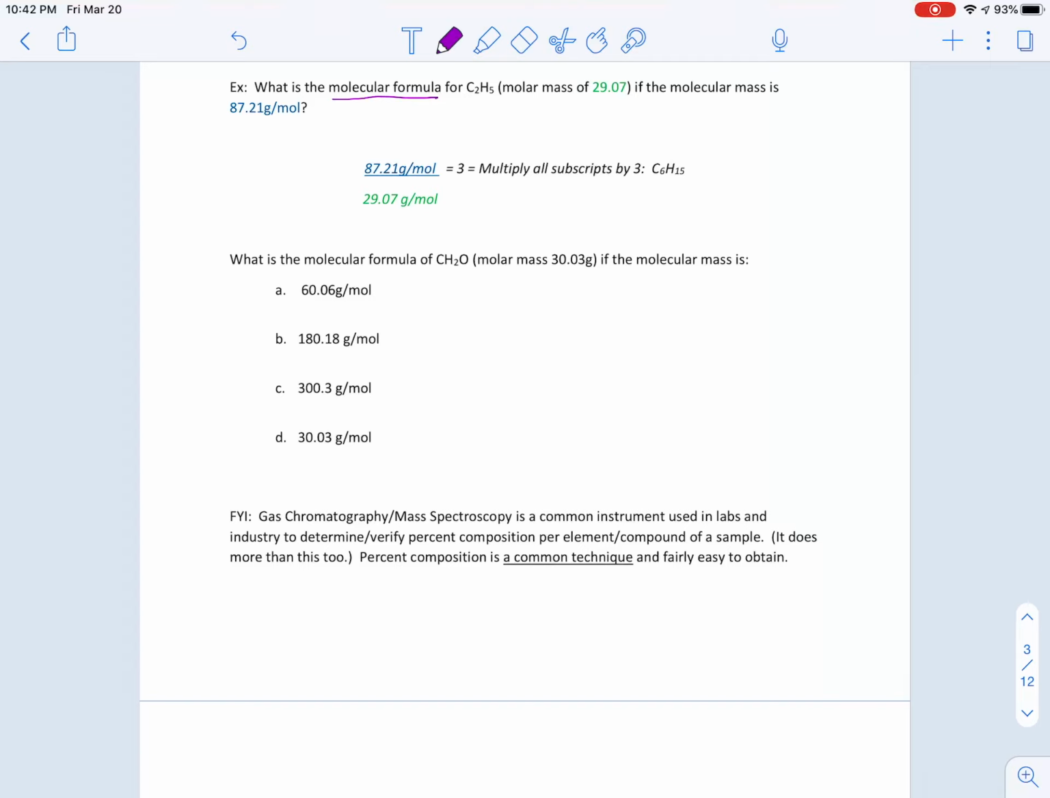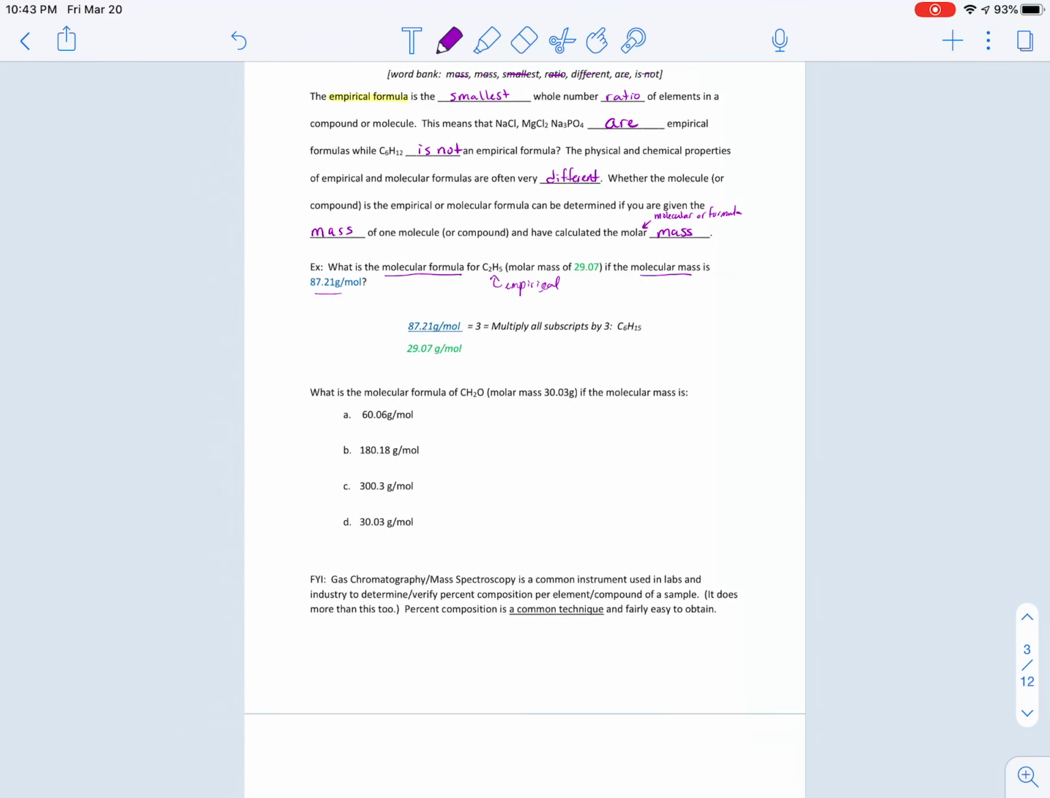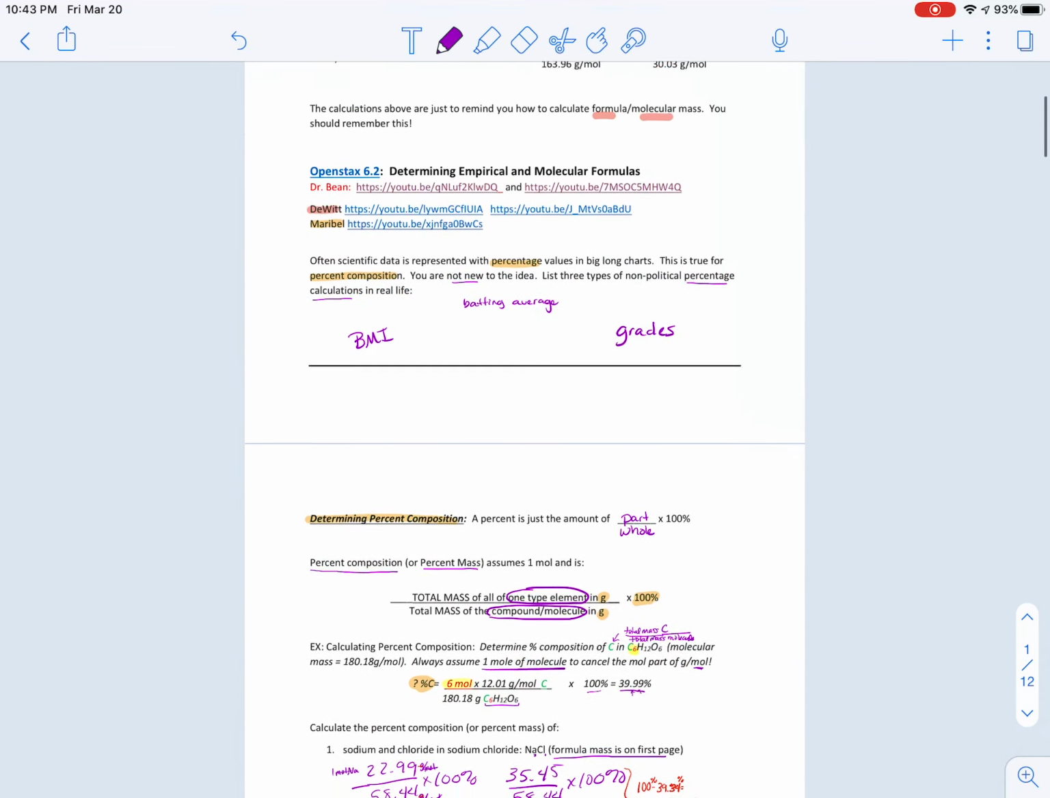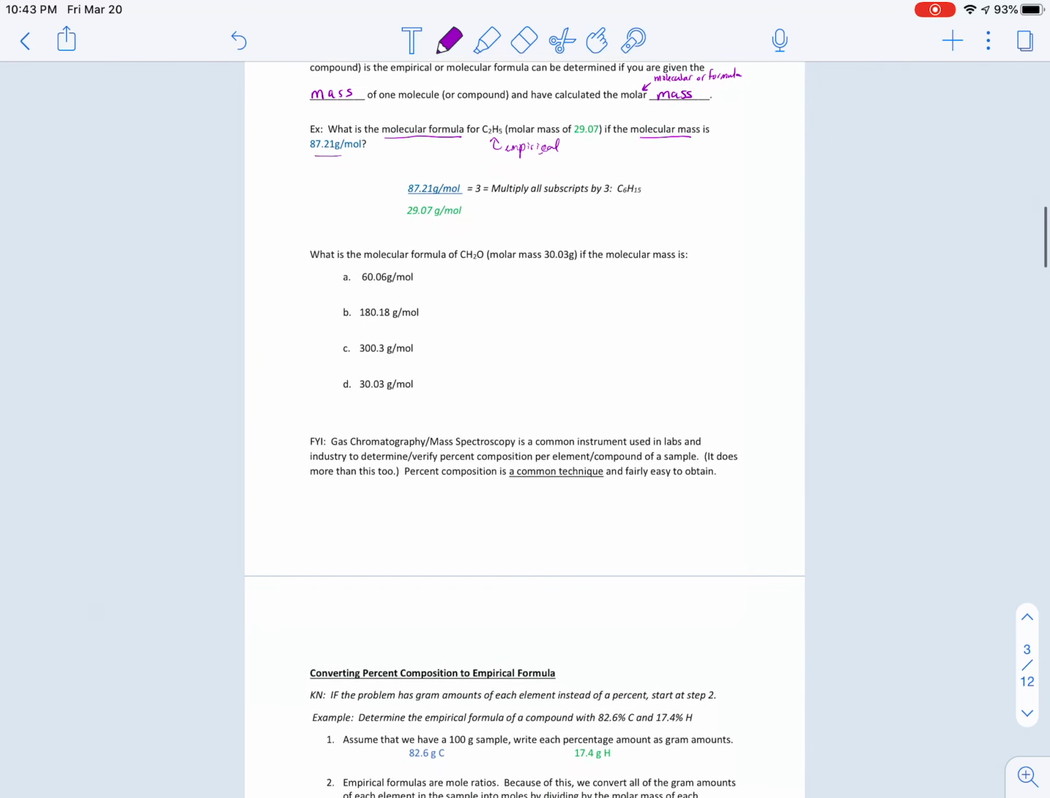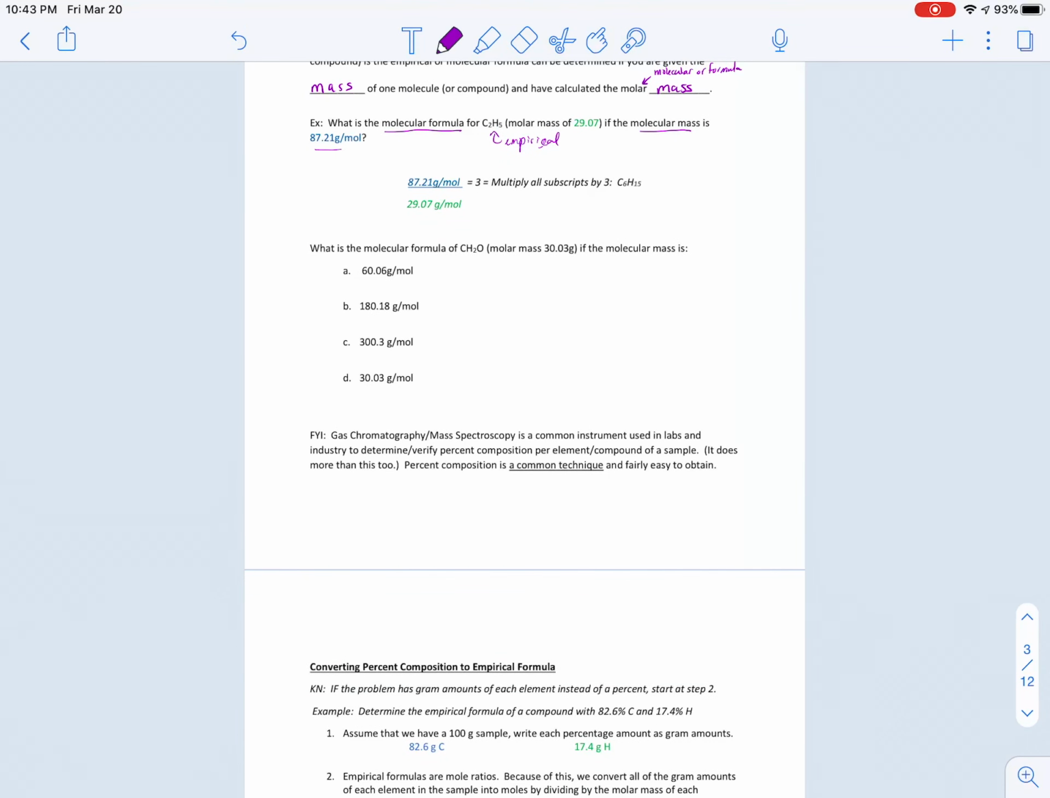So here's our example. What is the molecular formula for this? So this is saying this is the empirical. We have the empirical. What is the molecular formula if the molecular mass is this amount? Now, if you do the C2H5, I believe I did this one on the first page. Oh, no, I didn't. Okay, so this one you would do from the periodic chart, and you would just do 2 times the 12.01 plus 5 times 1.01, and you would be getting this mass for this compound.